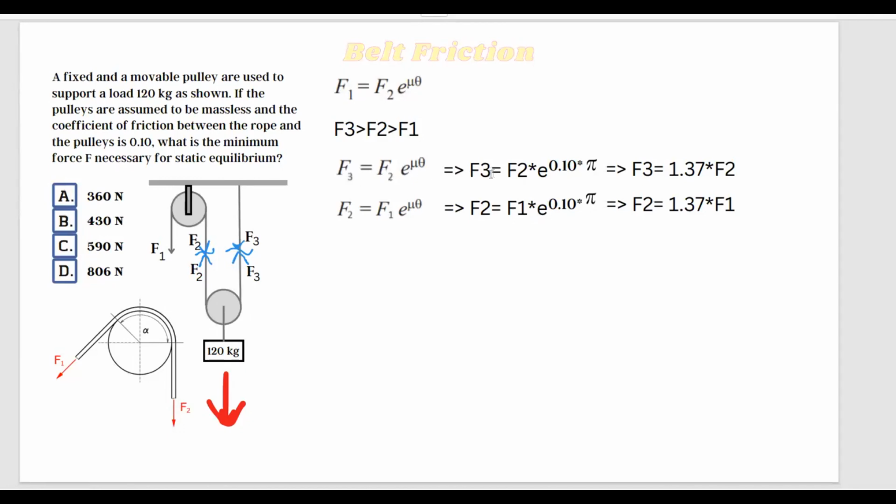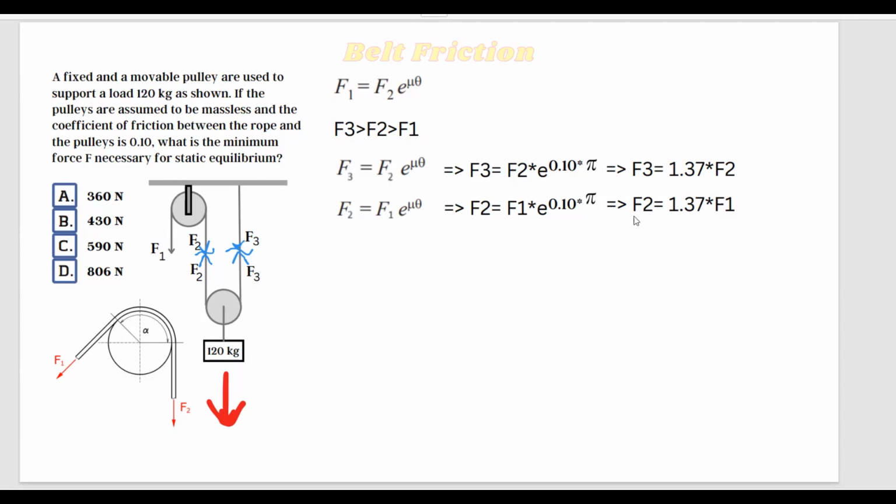It results that F3 equals F2 multiplied by e to the power 0.10 multiplied by pi. And if you do the calcs, use your calculator, of course, you're going to get that F3 equals 1.37 F2. And same thing at the bottom, we're going to have F2 equals F1 multiplied by e to the power 0.10 multiplied by pi, and this gives you F2 equals 1.37 multiplied by F1.